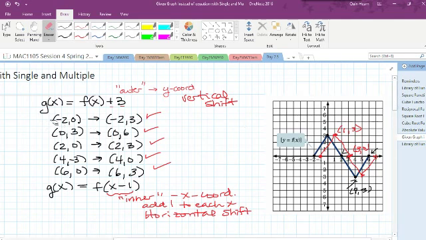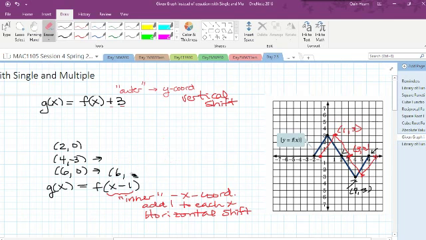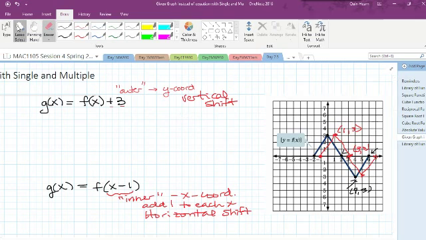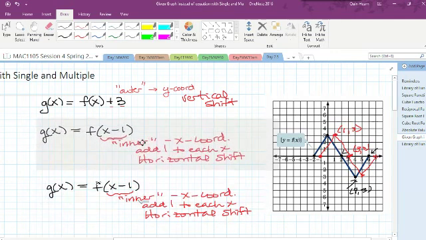I'm going to erase these points here. Okay, let's look at, I'm going to move this guy up. Oops, missed him. There we go.